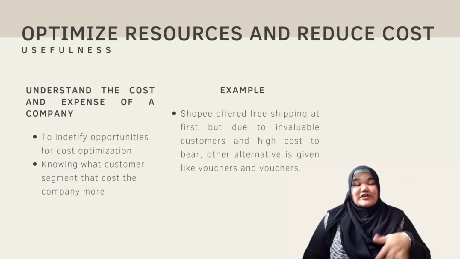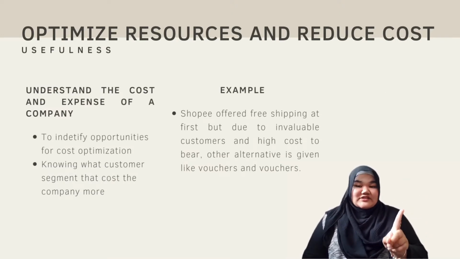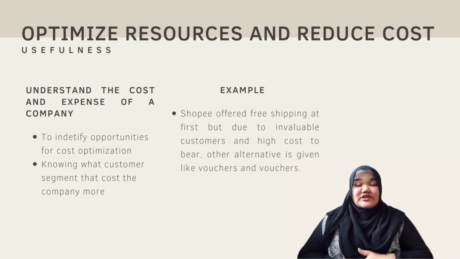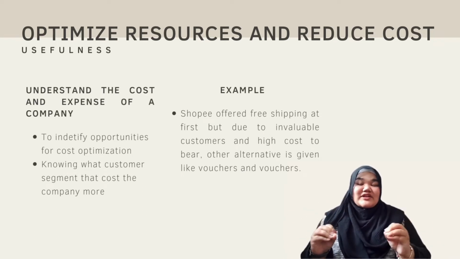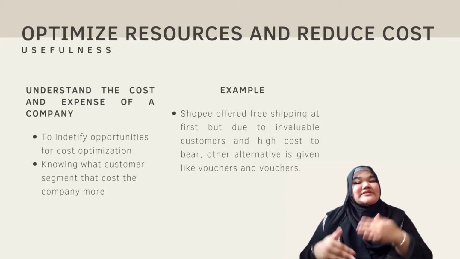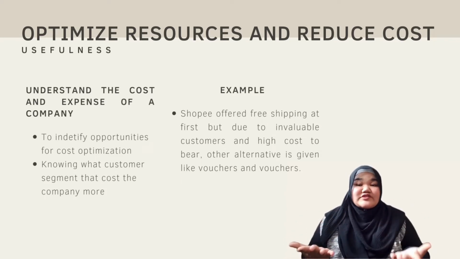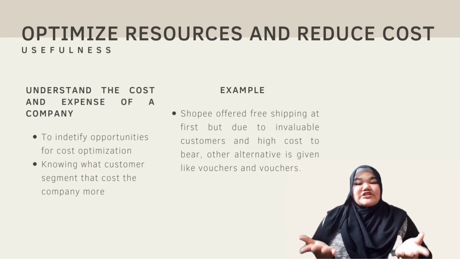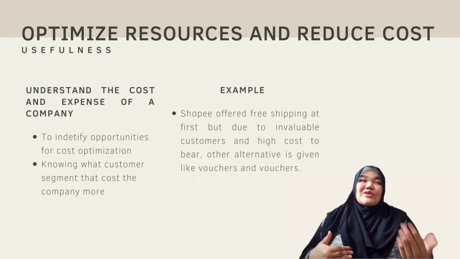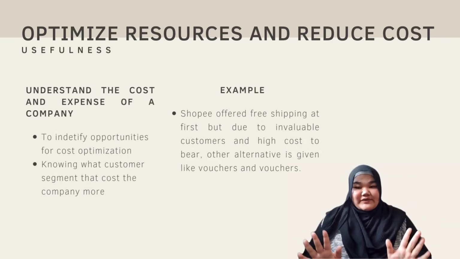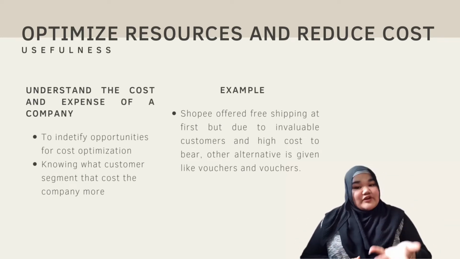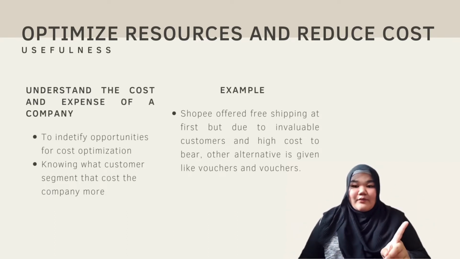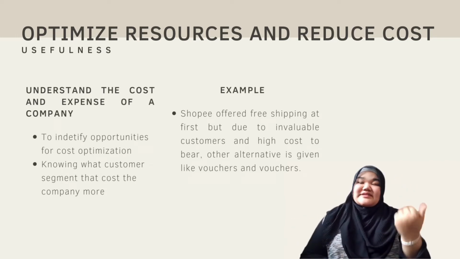Third benefit, which is optimizing resources and reducing costs. A crucial step in CPA is determining how much the customer costs the company. A firm understanding of their costs or expenses enables them to identify opportunities for cost minimization. For example, companies like Shopee offering free shipping in remote areas might find that those customers aren't so valuable, as they don't bring much revenue in. So they can optimize their costs by not covering the delivery anymore and offer other perks like discounts or vouchers on their next purchase.